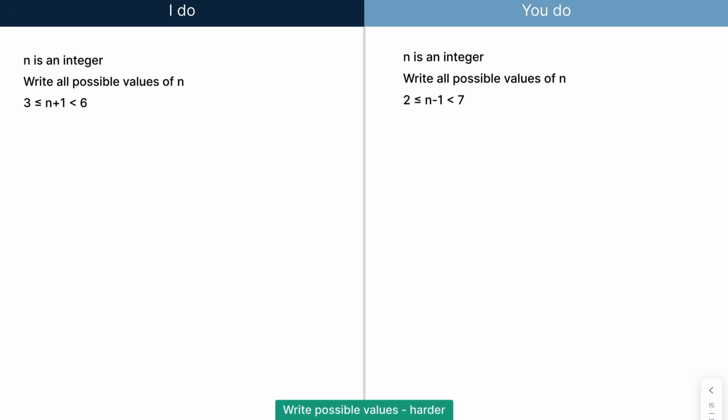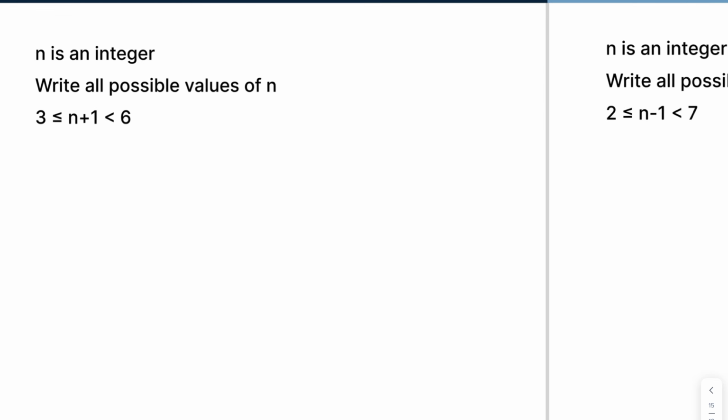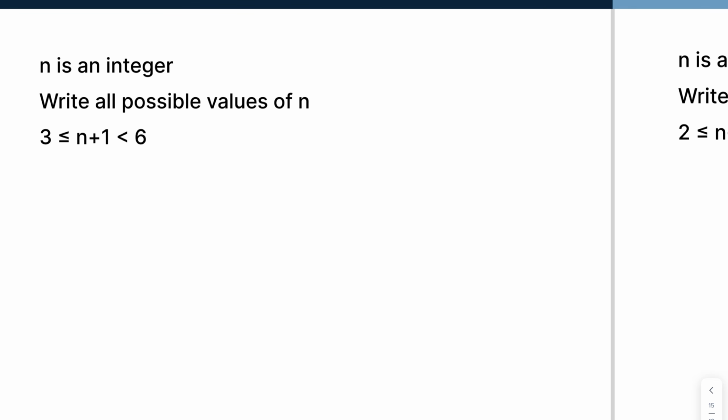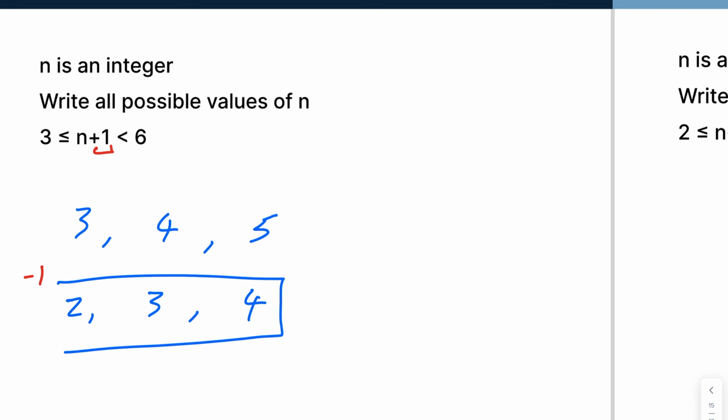Now with this one, it can seem a lot trickier than the last one we did, so I'm just going to zoom in a little bit here. The first step is it wants all values of n. So the first step is write down all the values anyway, as usual. So that's going to be 3, 4, and 5, because 6 isn't included. Now that we've done that, notice it's n plus 1. So we're going to do the opposite here. Because it's n plus 1, we're going to do -1 from all of these. So that's going to be 2, 3, 4. And that is my answer.